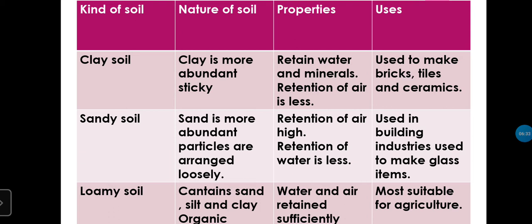The next kind of soil is loamy soil. The nature of loamy soil is that it contains sand, silt and clay, and organic matter. Properties are that water and air are retained sufficiently. And the use of loamy soil is that it is more suitable for agriculture.